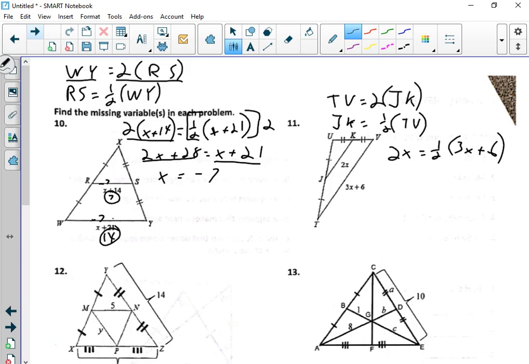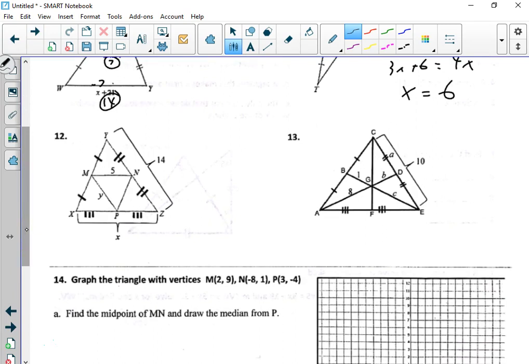Or we can set it up the other way and say 3x plus 6, which is TV, is 2 times JK. Same thing. What did I say we were going to get if we multiplied by 2? We were going to get 3x plus 6 equal to 4x. It's the same thing. Subtract 3x and you get x equals 6. Again, we plug that in. 2 times 6 is 12. 6 times 3 is 18, plus 6 is 24. We have a 2-to-1 ratio.